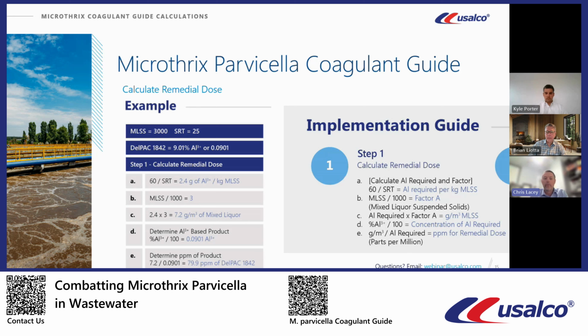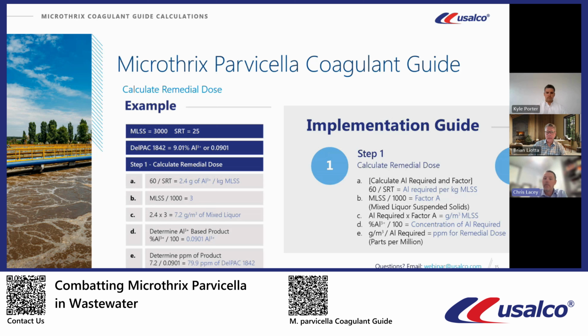And so for this example, let's go back up to the top so it's crystal clear. The mixed liquor suspended solids for this example is 3,000. The sludge retention time in days is 25. And then the coagulant chosen was Delpac 1842. So like I said, we're going to calculate that aluminum dose per kilogram first.